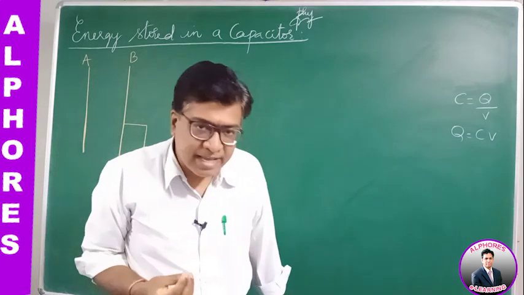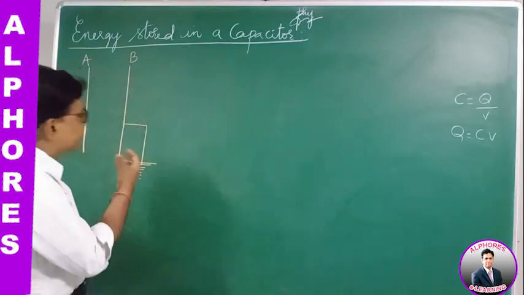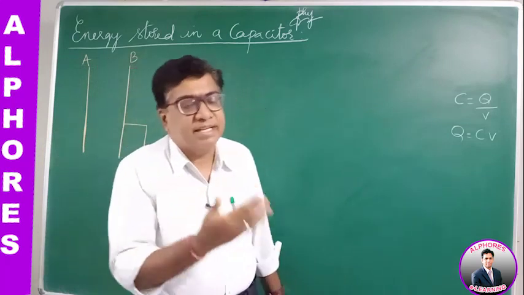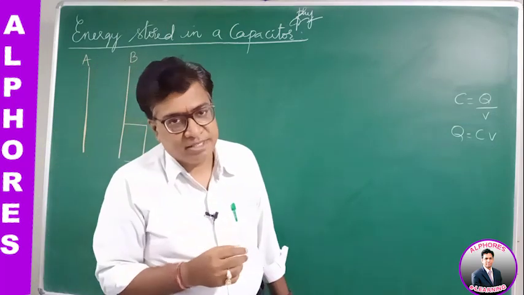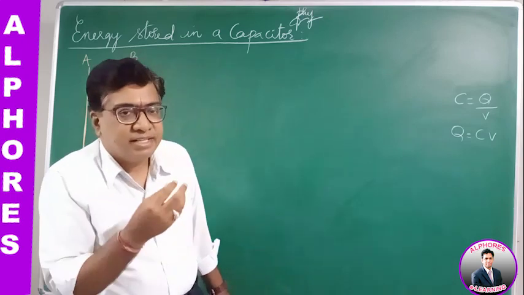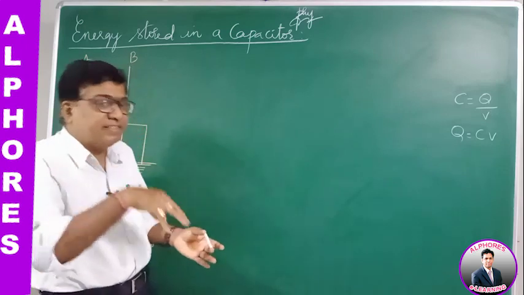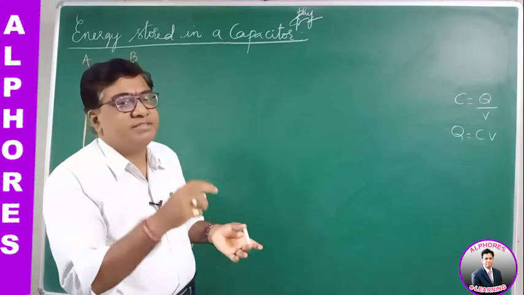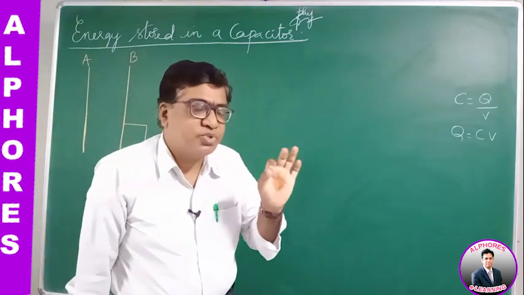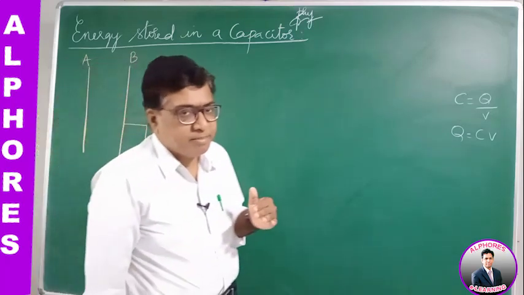Now I am charging the capacitor, giving charge little by little. As I give the charge, there is work being done in charging the capacitor. As I go on giving charge, the charge already stored in the capacitor opposes the further charge. To overcome this, you need to do work. The work done is stored in it as energy. We'll derive the formula for the energy stored in a capacitor, okay?